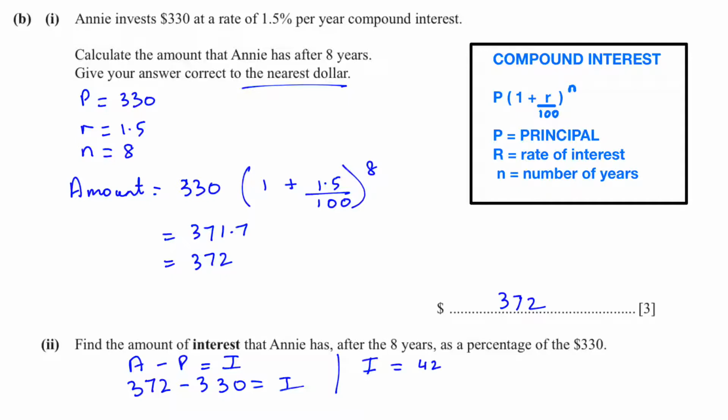42. Then we have to write it as a percentage of 330. So 42 divided by 330 multiplied by 100. And this will give us 12.7%.